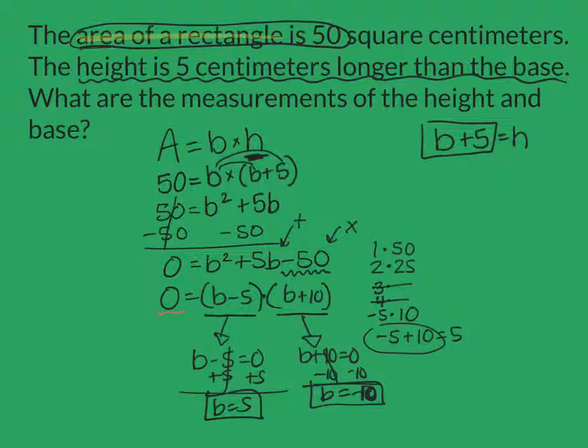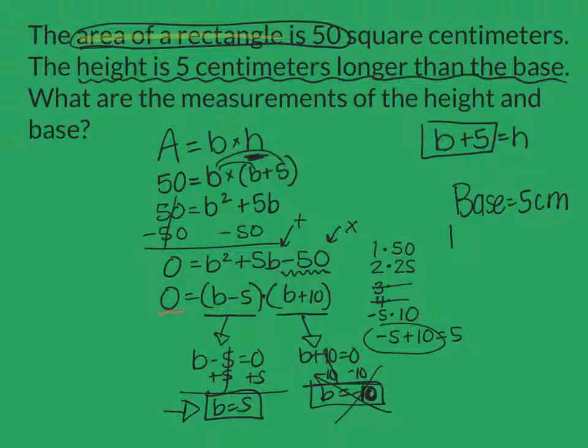If I'm taking out a ruler and I'm measuring the length of the base of a rectangle, does it make sense to have negative 10 centimeters? When you're measuring, do you ever get negative numbers? No, you don't. So this negative answer doesn't make sense. So we're going to ignore that one and use this positive answer instead. So we know that the base is going to be 5 centimeters.